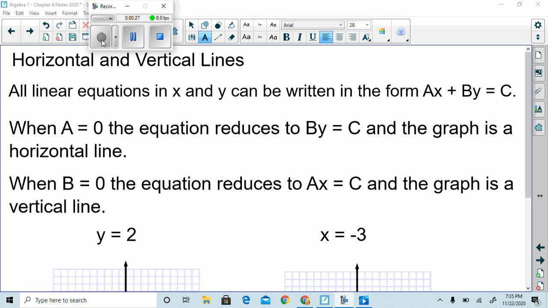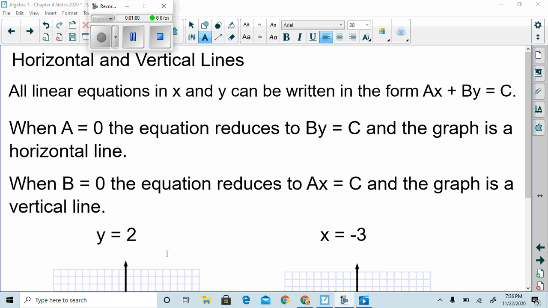But when a is equal to 0, the equation reduces to by equals c, and the graph of this line is a horizontal line. When b is equal to 0, the equation reduces to ax equals c, and the graph of that line is a vertical line. So we're going to investigate this a little bit more today. We're going to look at those graphs.